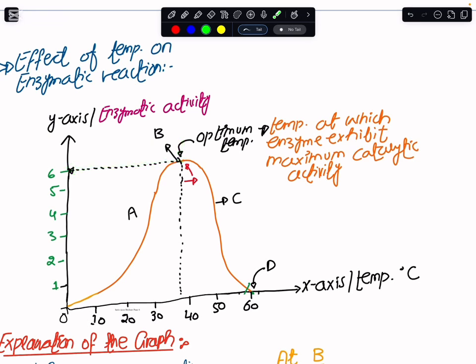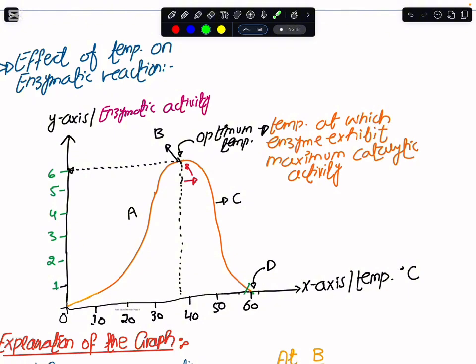Why am I saying this is reaching the maximum rate? Because for the curve that we have got, this is the highest value. So you have to remember that the temperature at which the enzyme would exhibit the maximum catalytic activity is what we call the optimum temperature. You should always be in a position to explain every part of the curve to your examiner.